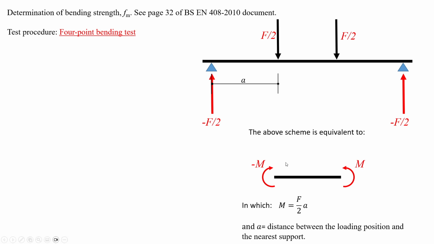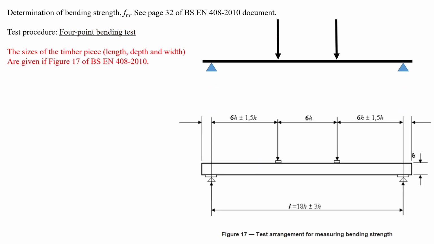The overall length, and we've got the A, so A will be the same distance either side, has to be. And then the bending moment will be F divided by 2, with one ram separated out, F divided by 2 multiplied by the distance A, that's the bending moment happening. It's happening equal and opposite, like that. Test apparatus set-up. This has been extracted from figure 17 of BS EN 408.